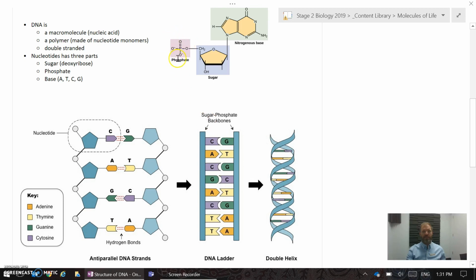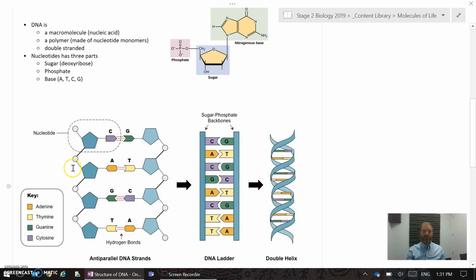The nucleotide has a phosphate, a sugar, and what we call a nitrogenous base. Now the phosphate and sugar are the same for every nucleotide, but then there are 4 different types of nitrogenous base. It gives the nucleotides their names: adenine, thymine, guanine, and cytosine, or we usually just call them A, T, C, and G.